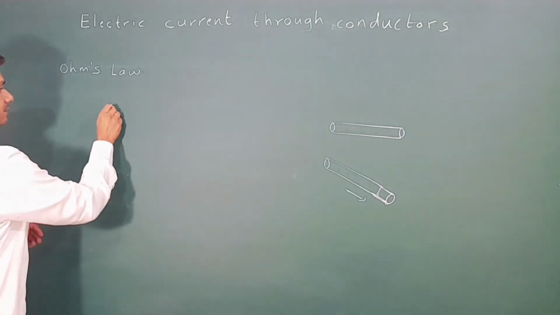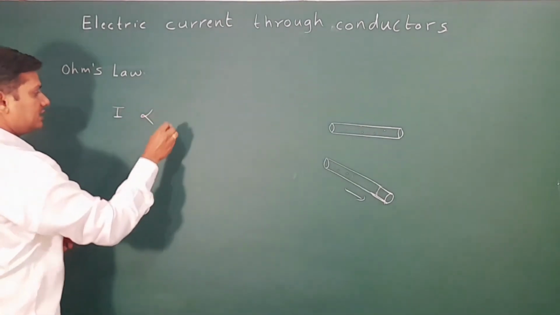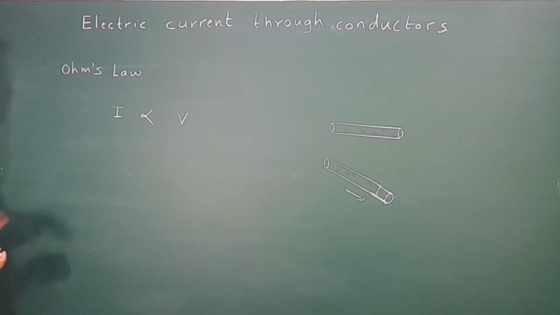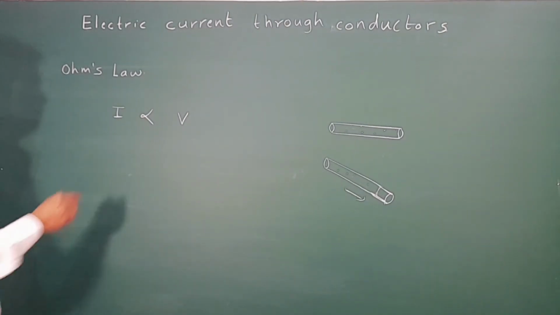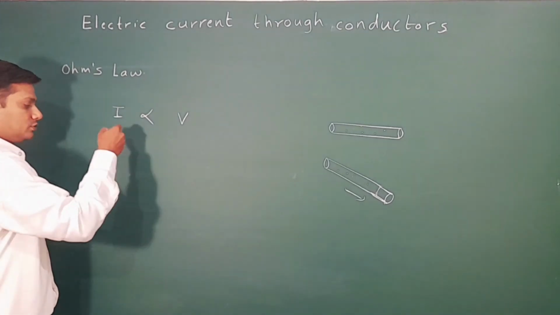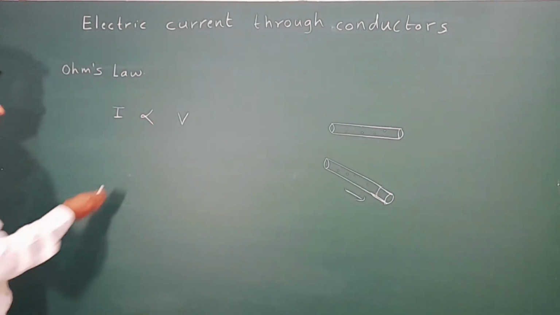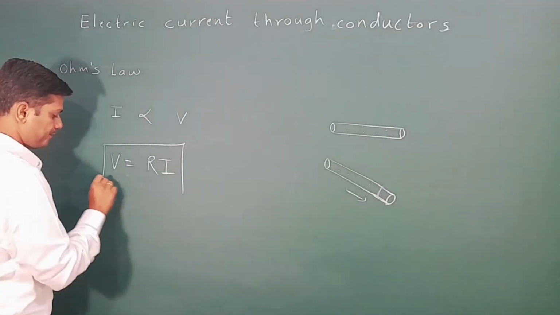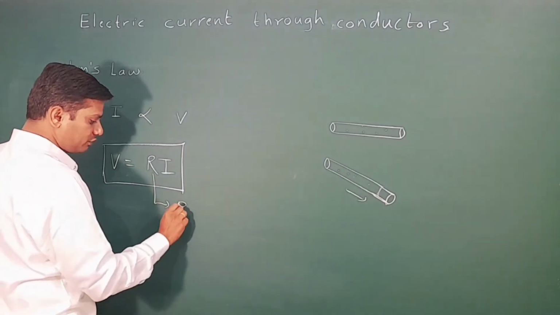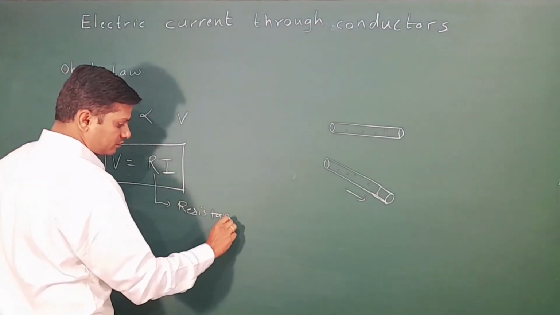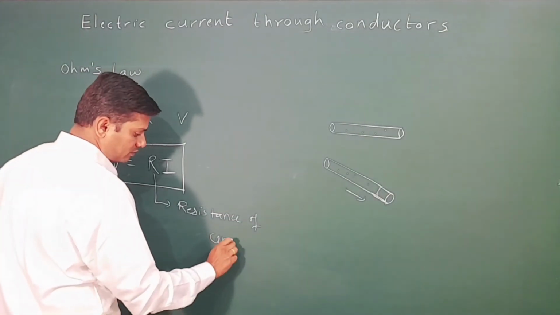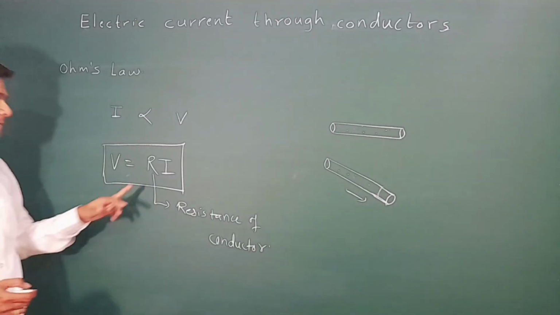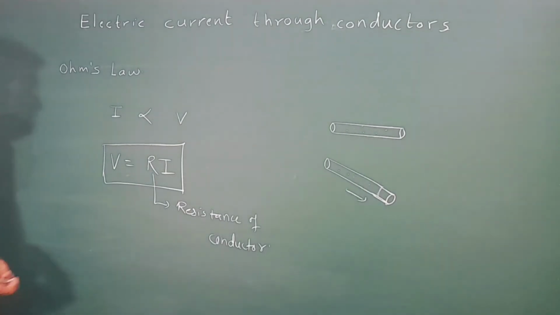So the current flowing through a given conductor is directly proportional to the potential difference applied across it. This is the very famous Ohm's law. To remove this proportionality sign, we need a constant. So we can say V is equal to R i. Here this R is a constant which is called the resistance of the conductor.